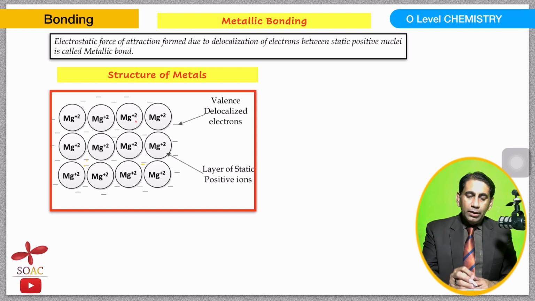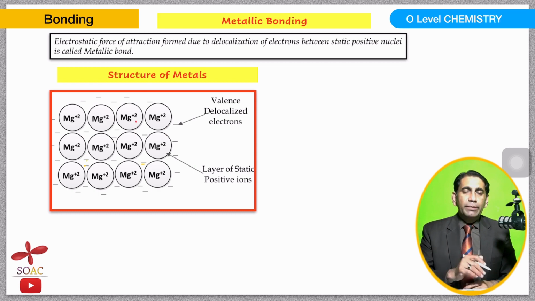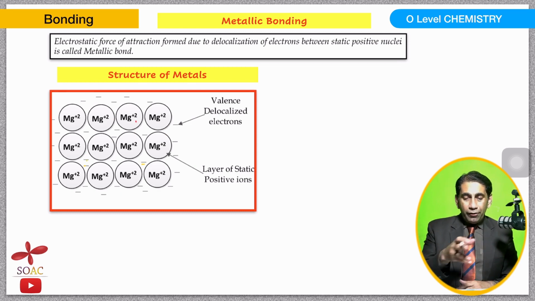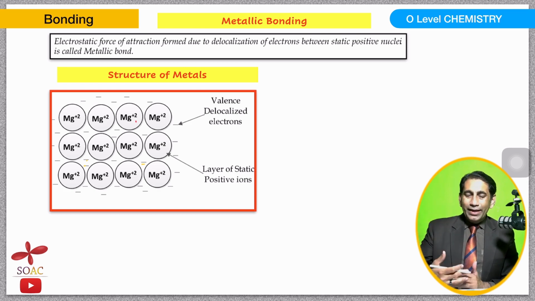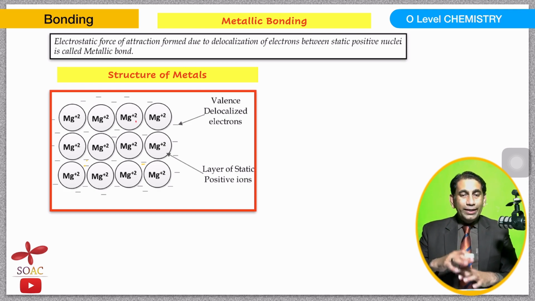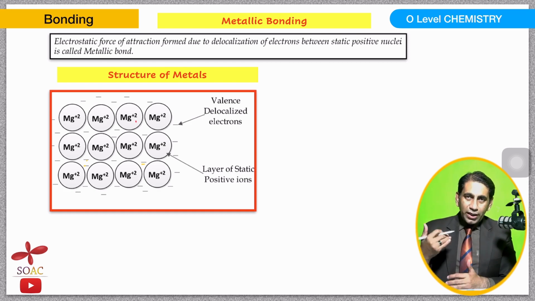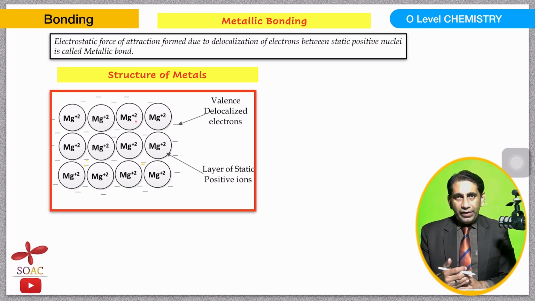Each magnesium delocalizes two electrons, and these two electrons from each magnesium atom start wandering around all these atoms, tightly binding themselves. They are not completely detaching from this lattice. These electrons are basically delocalized, not completely lost. There is delocalization of electrons, not loss of electrons.